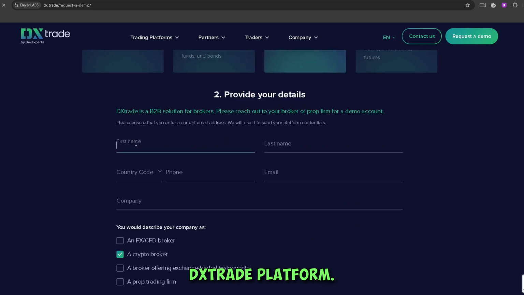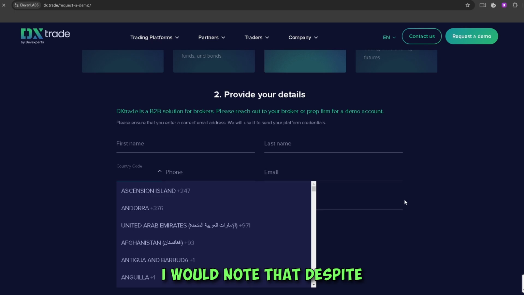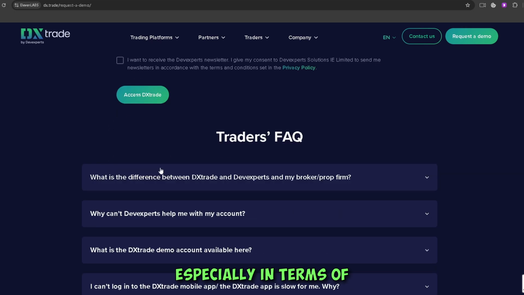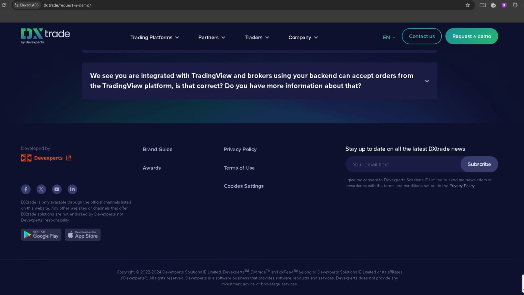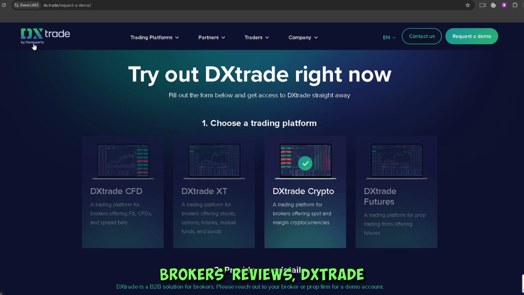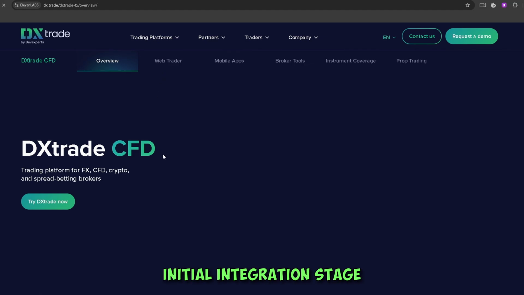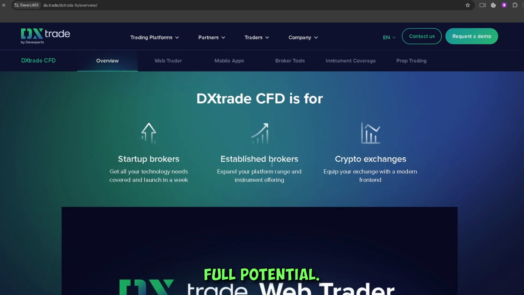Cons of the DXtrade platform. I would note that despite all the pros, the platform may seem complicated for beginners, especially in terms of customization. Also, according to some brokers' reviews, DXtrade requires significant effort at the initial integration stage to reach its full potential.